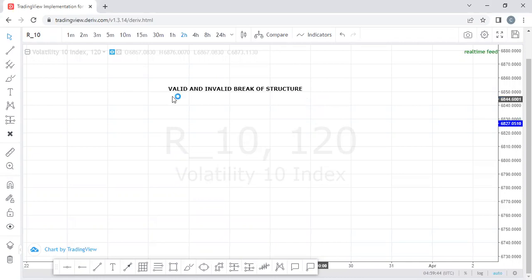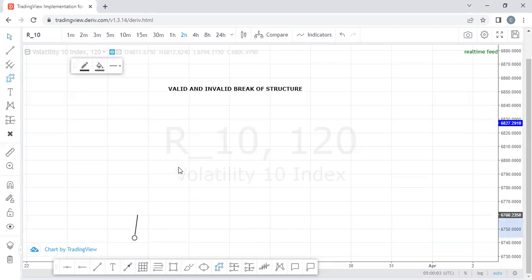Now, valid and invalid break construction. This is a mistake that so many traders make in their trading journey. They just find any BOS and then they're looking to enter the market with what they saw. For instance, maybe they could see the market do something like this.